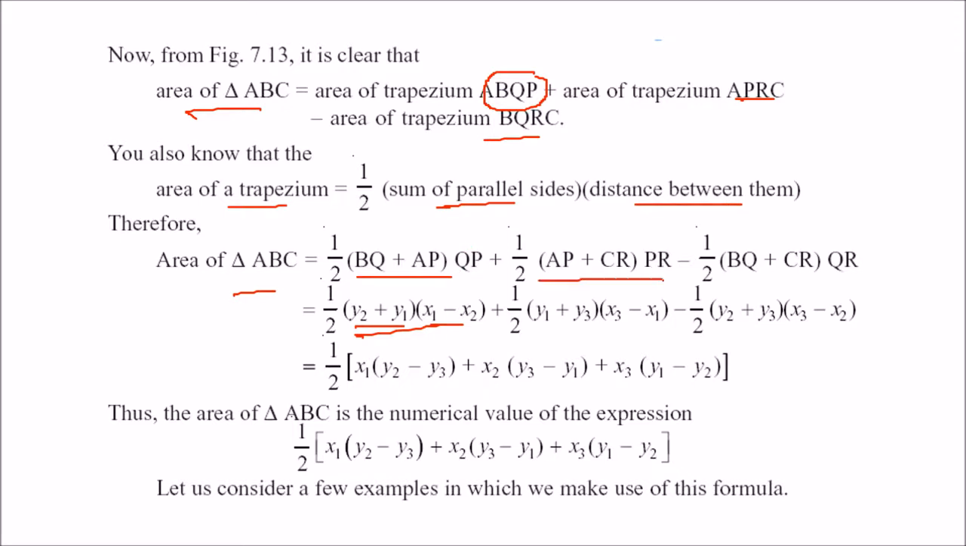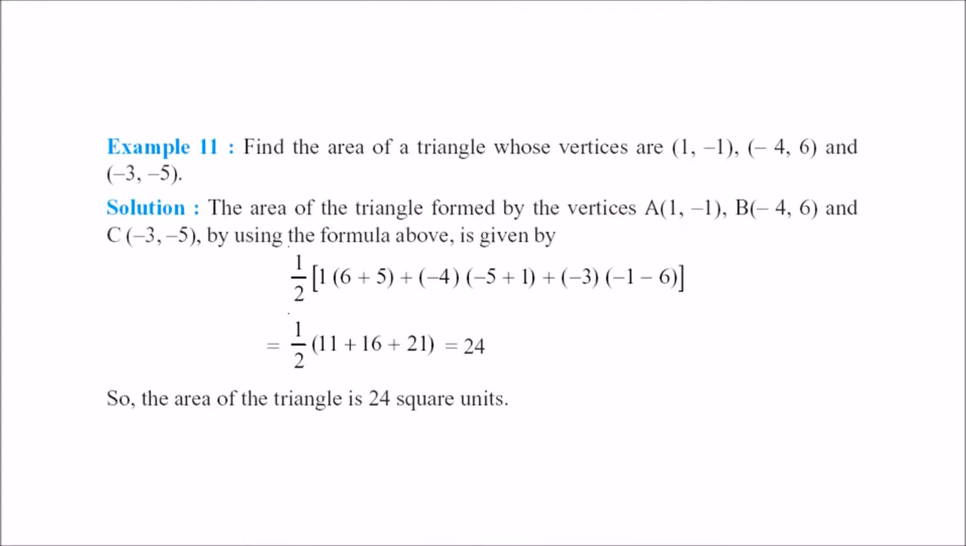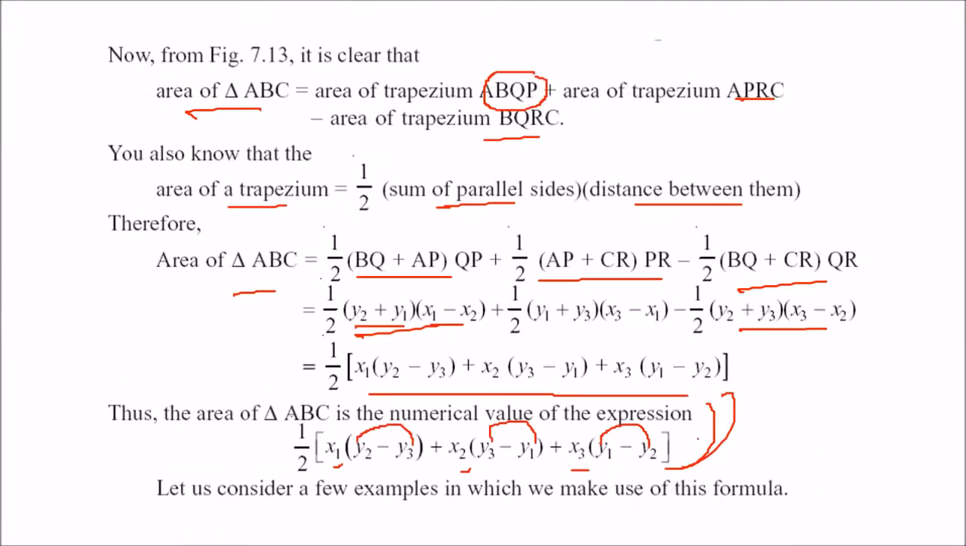Similarly, we can find out the area of the next one and subtract it from the lower one. So if you just take half outside, you will get this, and this is nothing but the area of the triangle. This is what we need to know. So x1, x2, x3, y2 minus y3, y3 minus y1, y1 minus y2. So this is the area of the triangle. If the vertices are given, you just concentrate on this formula. We are going to directly use it.